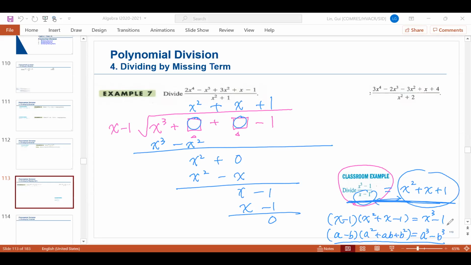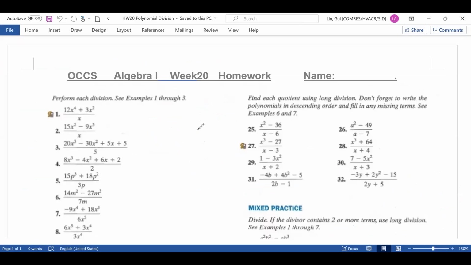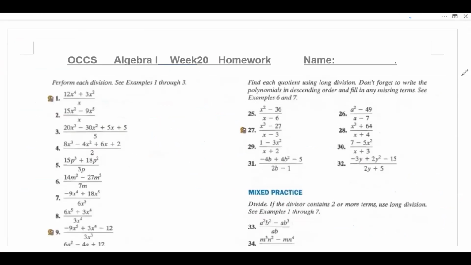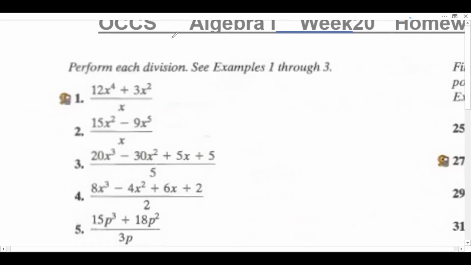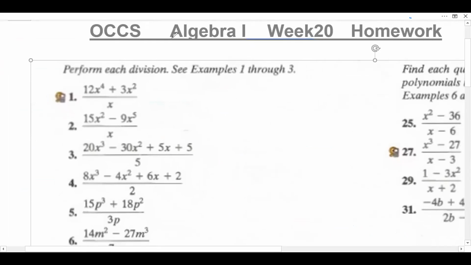All right, so let's go to the homework. Take your homework out. Okay, let's review this part. Homework. Take your homework out. Let's do this quickly. Let's go through this quickly. Let me zoom in a little bit so you can see better.